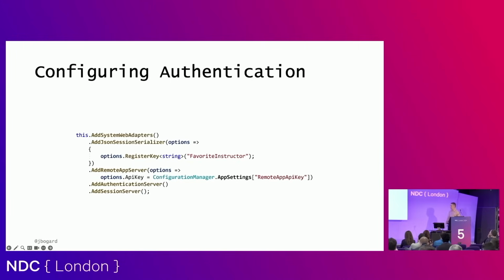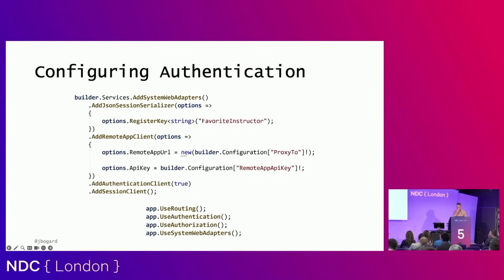So on the ASP.NET side, we add this additional option for add authentication server, which will expose API endpoints to get the authentication details. And on the client side, we'll do a similar thing where we say add authentication clients, and then finally, of course, use authentication and use authorization. So the ASP.NET Core application is still authenticating each request, but it just can't sign in users. It's going to make a call out to the ASP.NET MVC5 application to get all the identity details and all the claims.